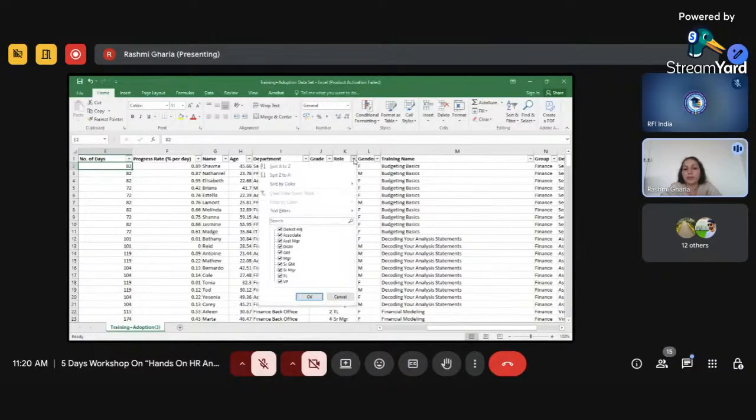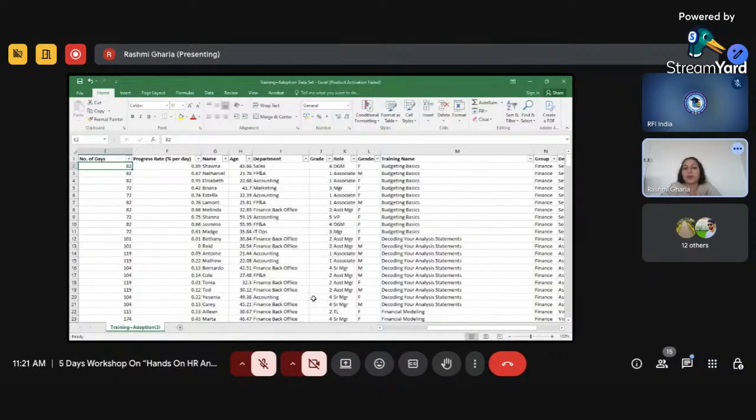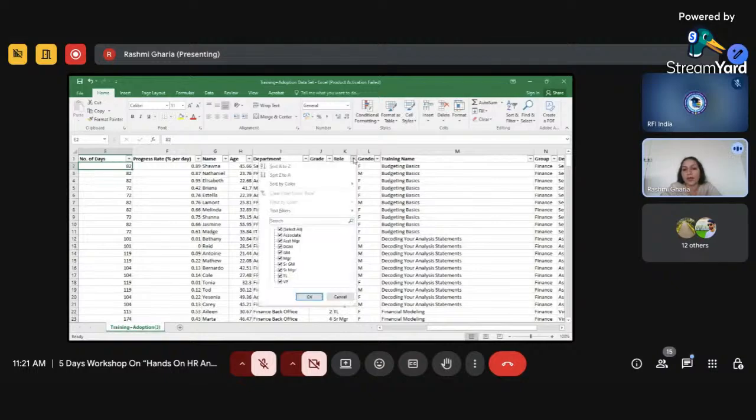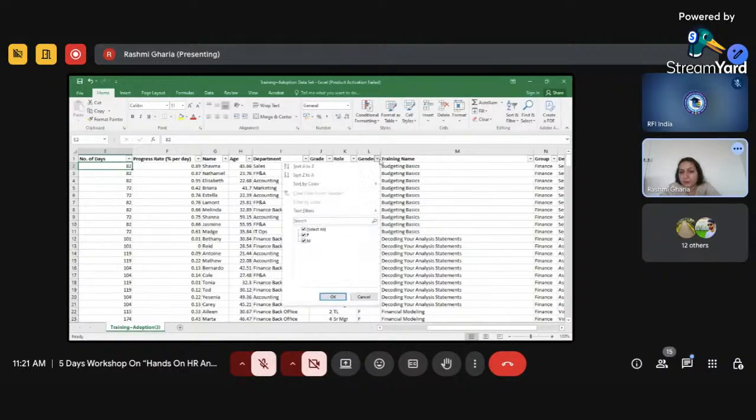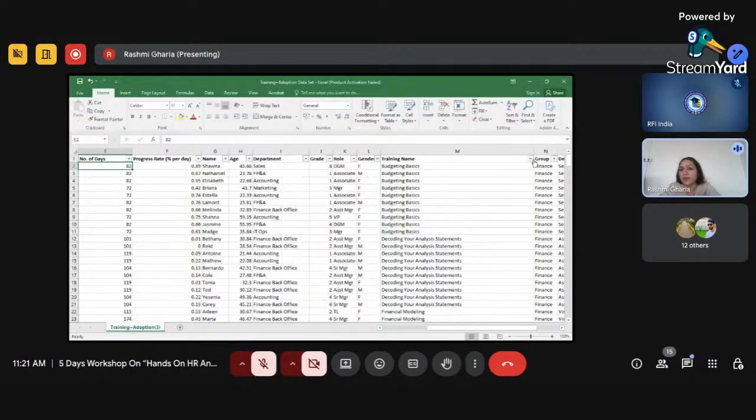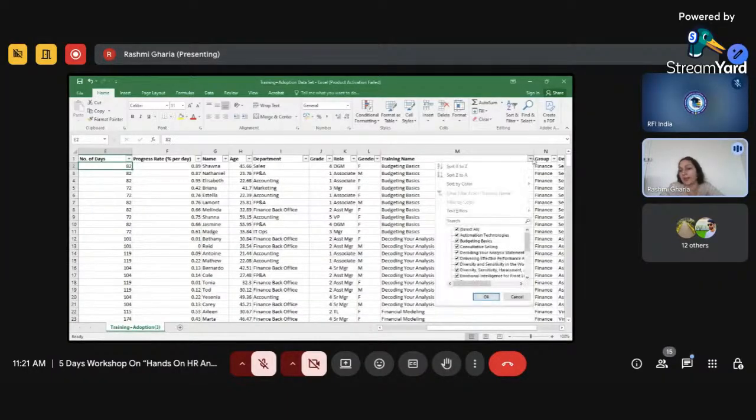Then they have given the information about the roles of those employees who were involved in the training programs. So the roles vary from associate to the vice president. Gender information is given, male, female. Then they have given the information about the training name. Means they have planned different kinds of technical and non-technical training programs for their people, right?